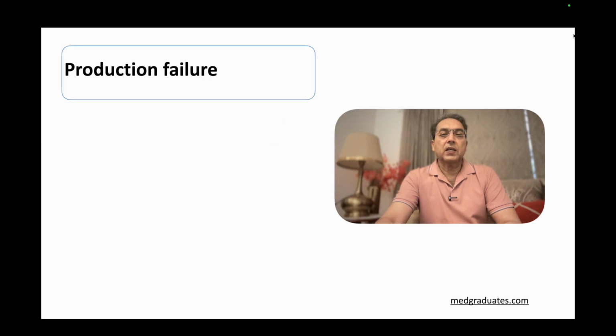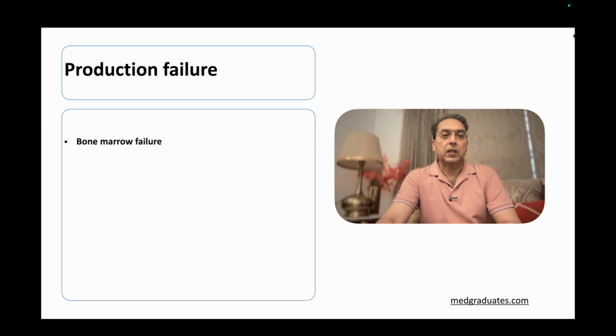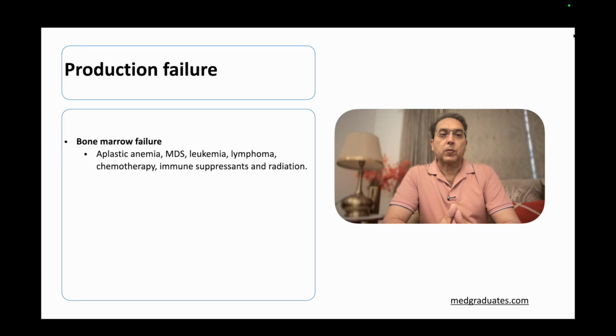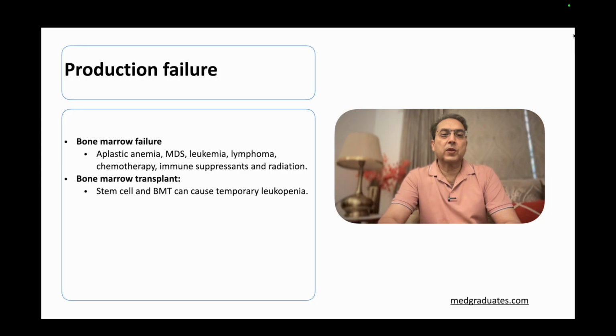Now leukopenia can be because of production failure. The bone marrow fails to produce enough leukocytes. So that may be aplastic anemia, myelodysplastic syndrome, leukemias, lymphomas, chemotherapeutic agents, immune suppressants and radiation. They can all suppress bone marrow. Then you can have bone marrow transplant. The bone marrow transplant or stem cell transplant can result in transient bone marrow suppression. In addition, the chemotherapy used or the graft versus host disease can cause leukopenia.